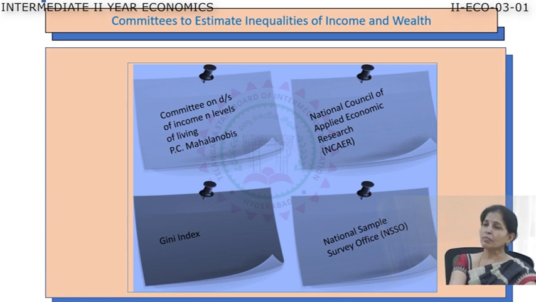For this, we have different committees and organizations who analyze the inequalities of income and wealth. The committees are the Committee on Distribution of Income and Levels of Living, which is headed by P.C. Mahalanobis. We have NCAER, that is National Council for Applied Economic Research. We have the Gini Index, and we have NSSO, National Sample Survey Office. They are studying the extent of inequalities of income and wealth in our country.